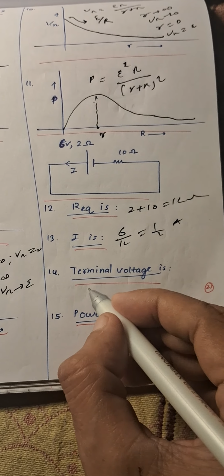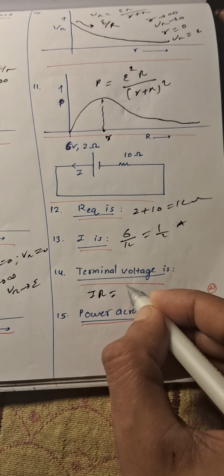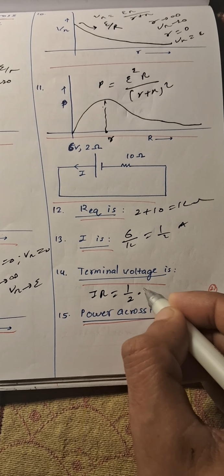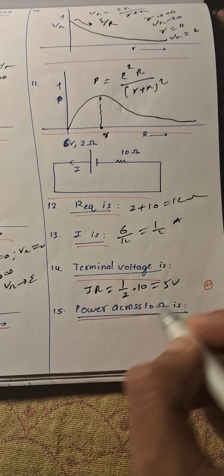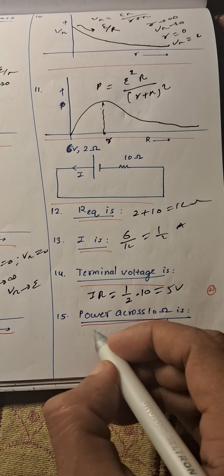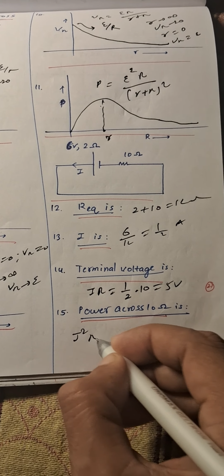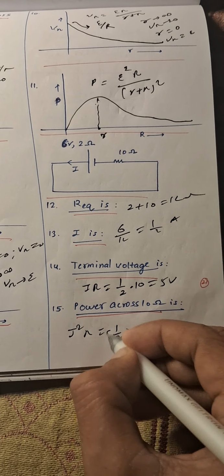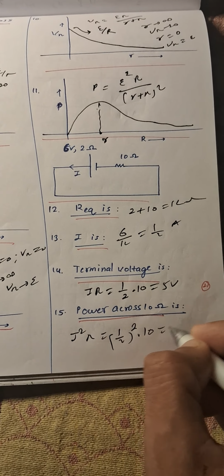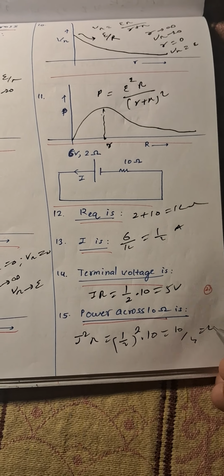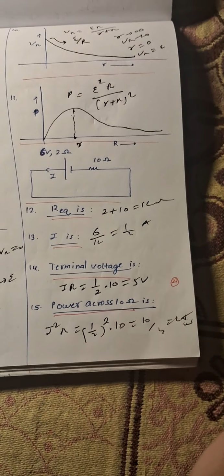Terminal voltage will be I into capital R, so that will be 1 by 2 into 10, which is 5 volt. And power across the 10 ohm will be I squared R. I is 1 by 2 whole squared, resistance is 10, so that is 10 by 4, which is 2.5 watt. So these are the results related to this.